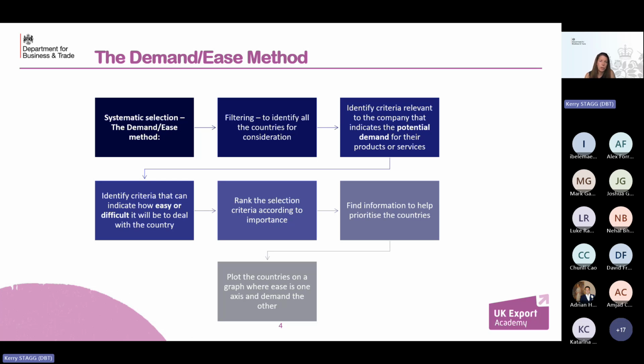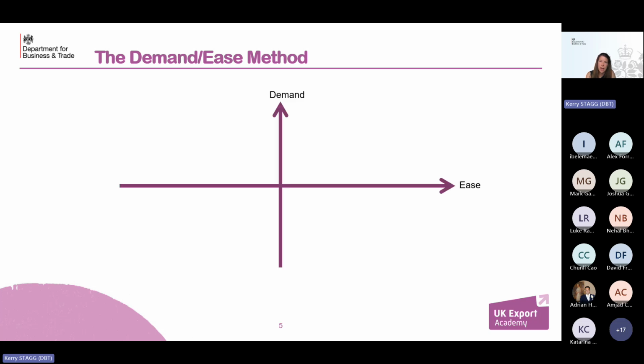And then we plot the countries on a graph where ease is one axis and demand is the other, and it looks like this. So the top right box is where you want, that's going to be your best potential countries. So they would offer high demand, and potentially easy to do business with. They're going to be the countries to prioritize.